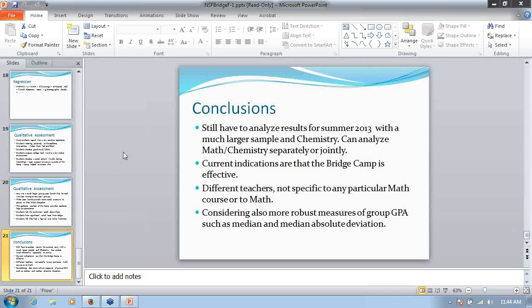So they generally did improve their math placement tests. The post math placement tests were generally better than their pre-math camp placement tests. But whether that translated into them going into a higher level course is not quite clear right now.